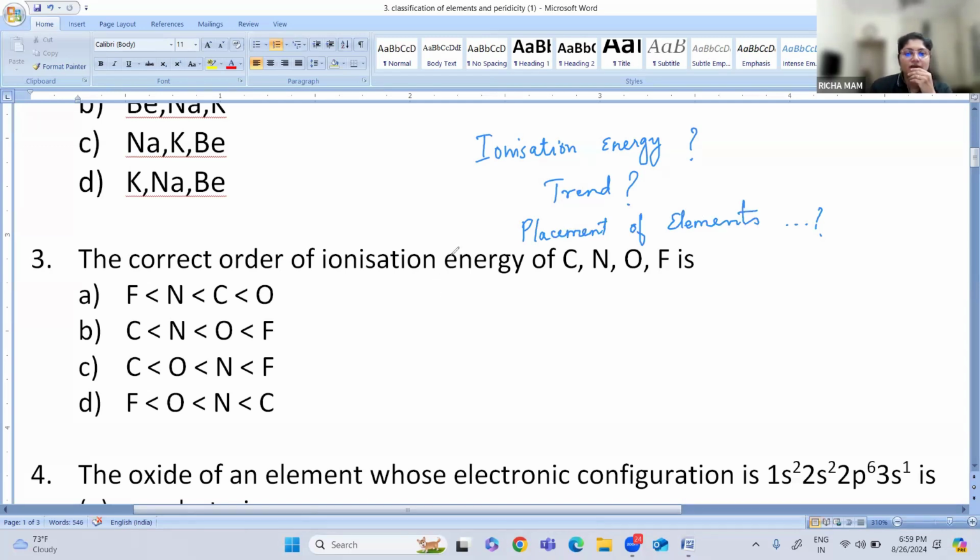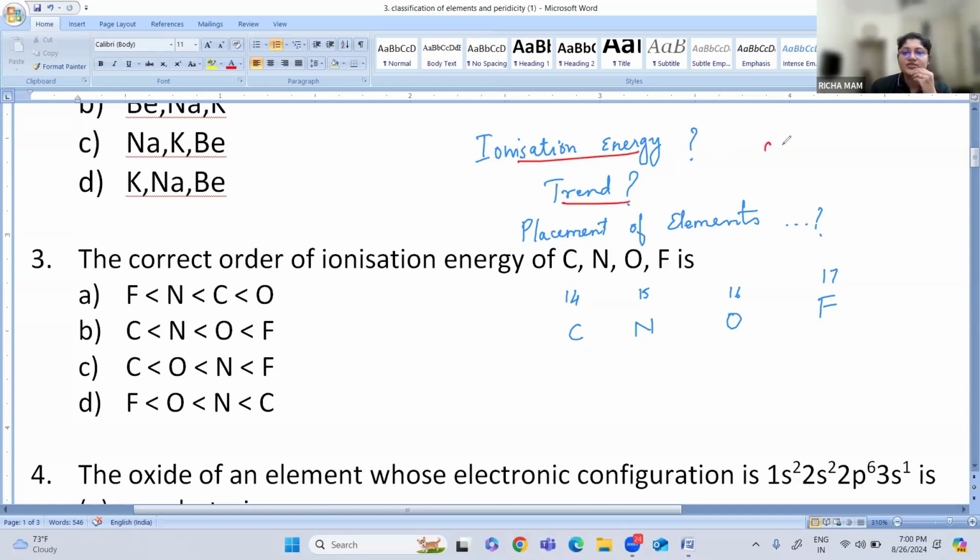Now here, when we see your periodic table arrangement, carbon comes in group 14, then comes your nitrogen, group 15, then comes your oxygen, and then comes your fluorine. So this is 14, this is 15, this is 16, and this is 17. So these are the groups. Now the correct order of ionization energy is, now ionization energy, we know it is the minimum energy required to remove the electron from an isolated gaseous atom.